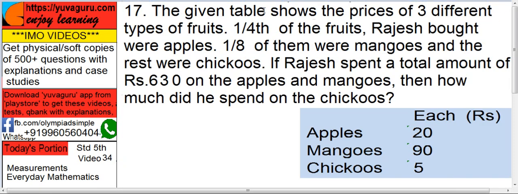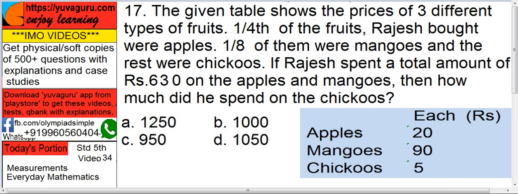The given table shows the prices of three different types of fruits. 1/4 of the fruits Rajesh bought were apples. 1/8 of them were mangoes and the rest were chikoos. If Rajesh spent a total amount of rupees 630 on apples and mangoes, then how much did he spend on chikoos? Pause this video and read the problem again.